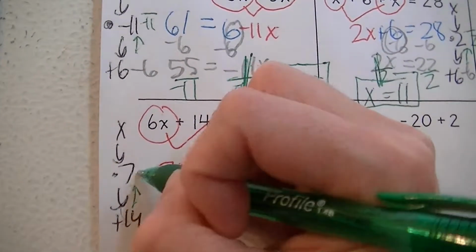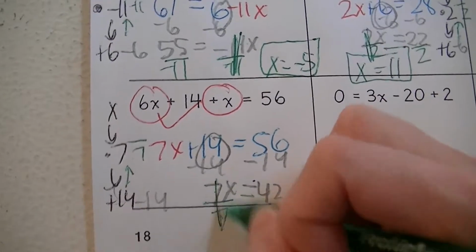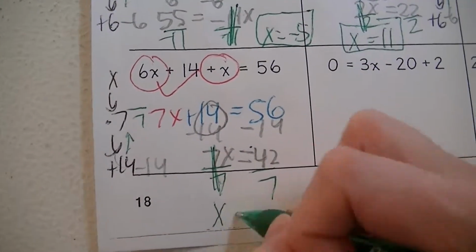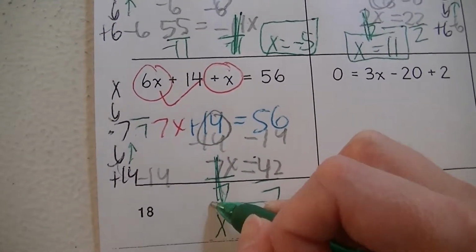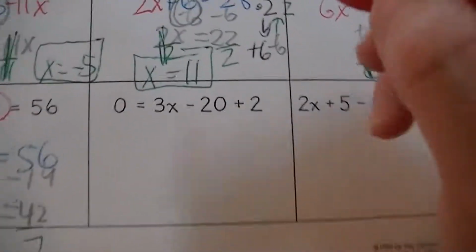Inverse operation of times by 7 is to divide by 7. Do that to both sides of the equal sign. 7 divided by 7 is 1. 1 times x is 1x, or x. 42 divided by 7 is 6. Your solution is 6.